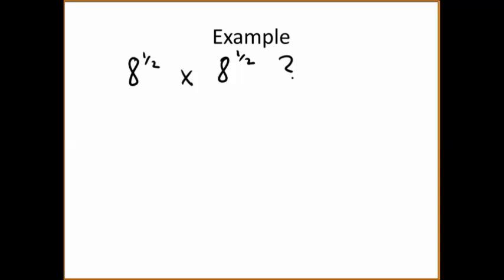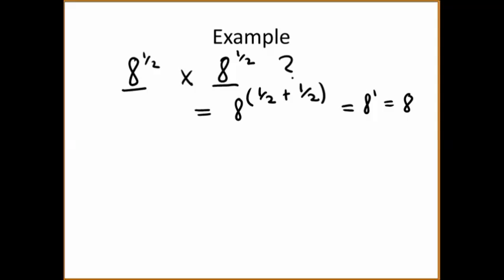So what if we're given the example 8 to the power of a half multiplied by 8 to the power of a half, where our index numbers are fractions rather than whole numbers? Well, because they both have the same base, which is 8, we can use the index law for multiplication. So that'll be equal to 8 to the power of the index number for the first, which is a half, plus the index number for the second, which is also a half. It's equal to 8 to the power of 1, or just 8.